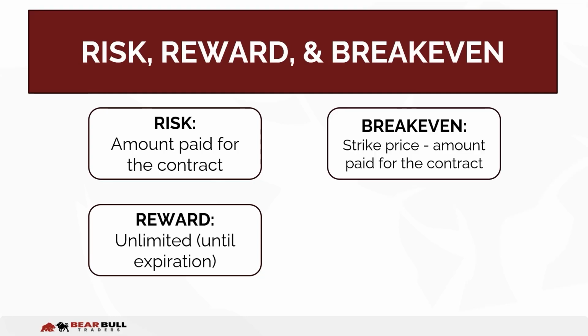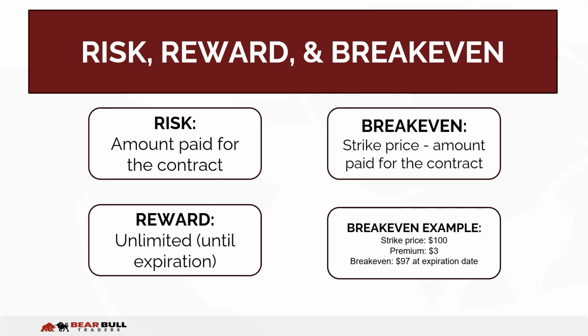Calculating the break-even point is equally vital for understanding how far a contract needs to move to provide a return. The break-even is the difference between the strike price and the amount paid for the contract. Let's break it down with an example. Imagine you purchase a put with a strike price of $100 and a premium of $3. On the day of expiration, the stock would need to close at $97 for you to at minimum break even on the position. Moving to or past this price prior to expiration would increase your return.